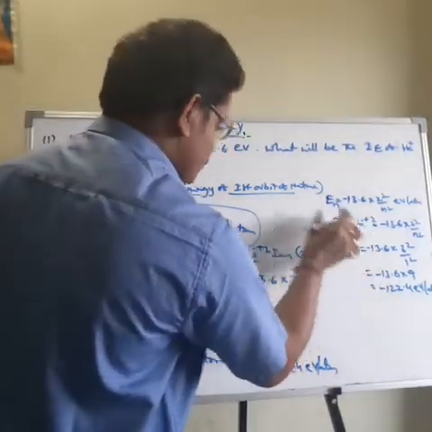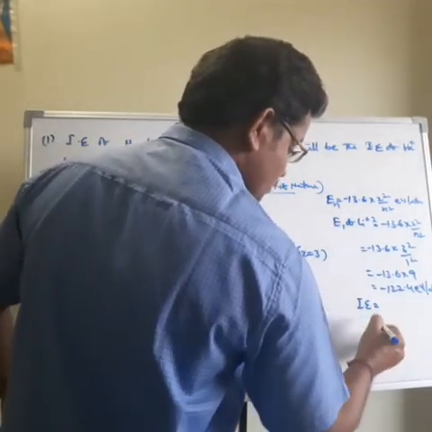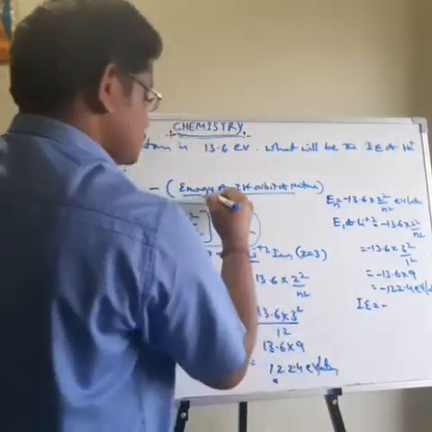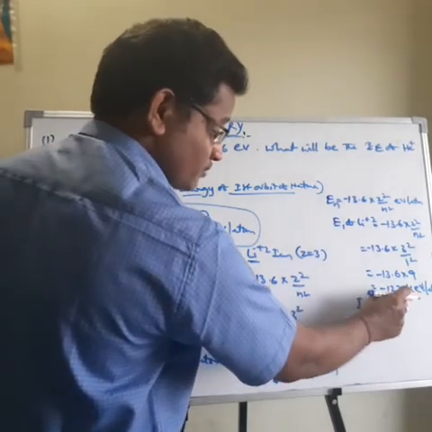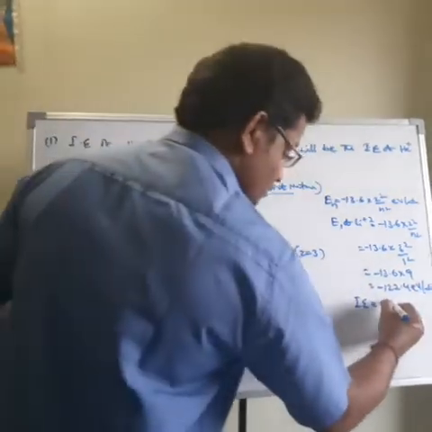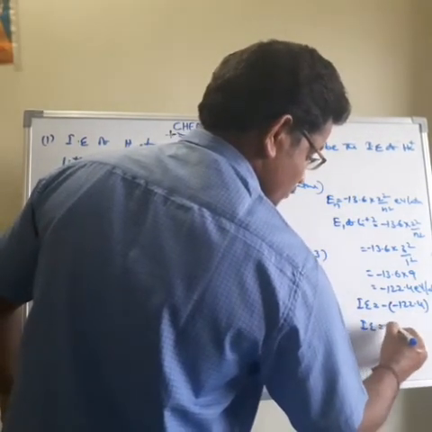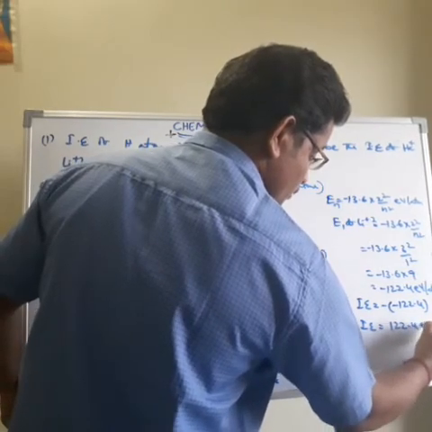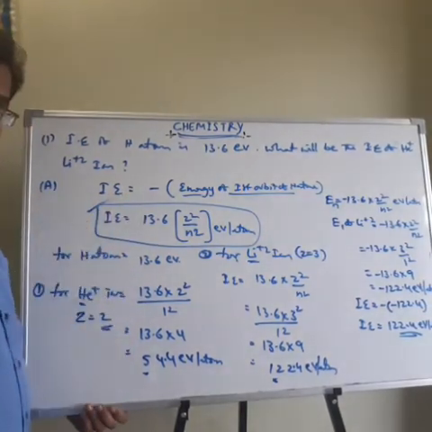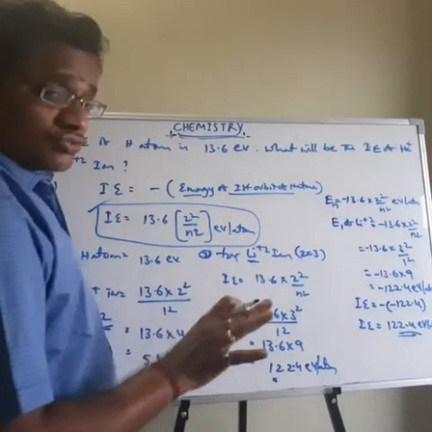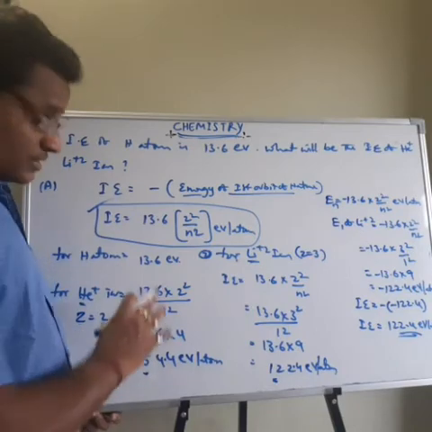This energy of the first orbit of lithium we substitute here: the ionization energy is minus of the energy of the first orbit. Substituting minus 122.4, the ionization energy is minus into minus, plus 122.4 electron volt per atom. So we can directly use this formula. Energy is negative, ionization energy is positive; only the sign is different, the formulas are the same. So this is one problem.